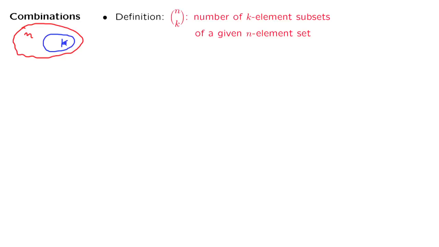Let us introduce some notation. We use this notation here, which we read as n choose k, to denote exactly the quantity that we want to calculate, namely the number of subsets of a given n element set, where we only count those subsets that have exactly k elements. How are we going to calculate this quantity?